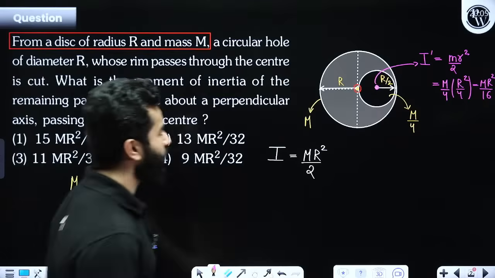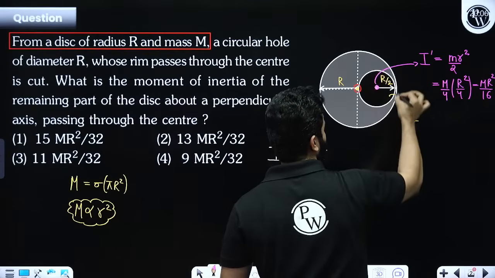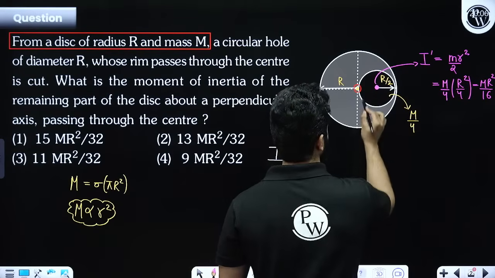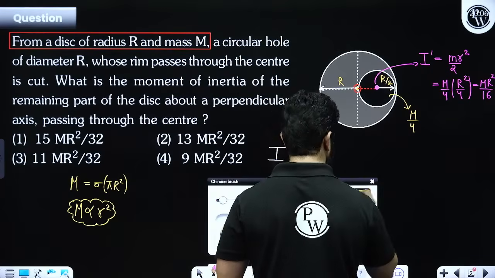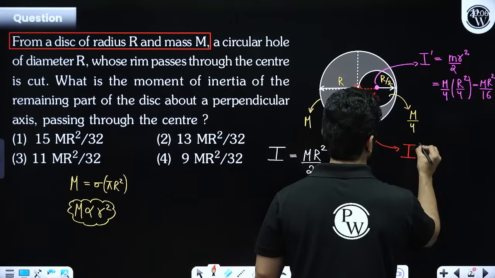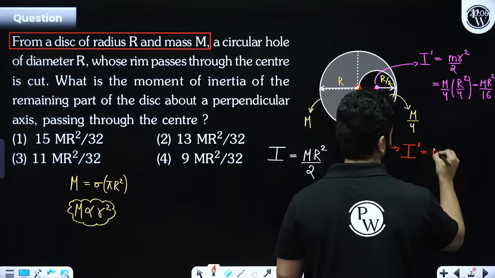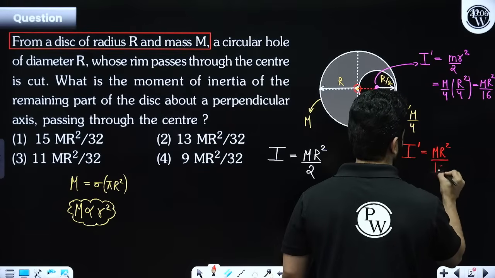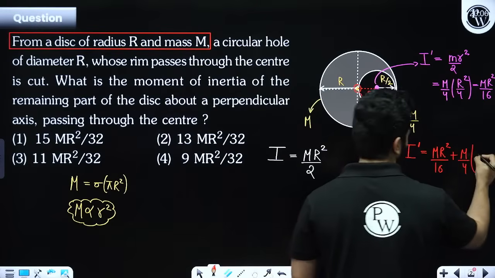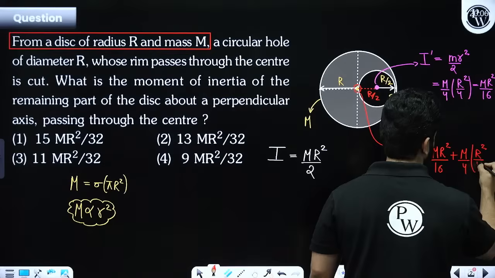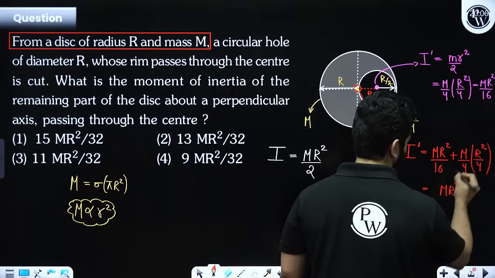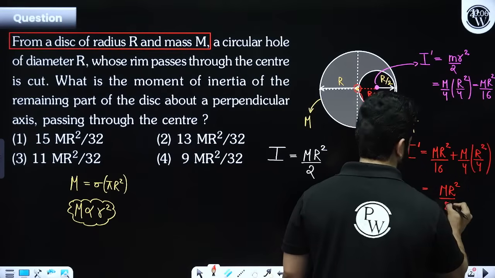Is it absolutely clear? I am talking about the moment of inertia of this cut-out disk about this axis. And this perpendicular distance is R by 2. So the moment of inertia of this disk about this axis is going to be this MR square by 16 plus the mass of the disk, that is M by 4, multiplied by the square of this distance, that is R square by 4. So again this will become MR square by 16. So this will become MR square by 8.